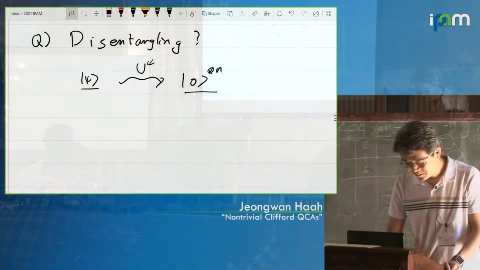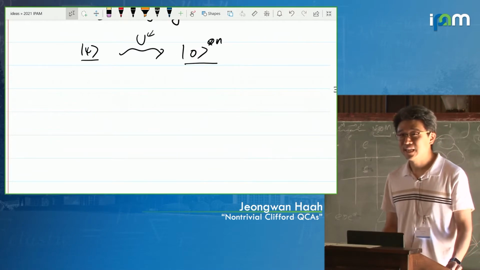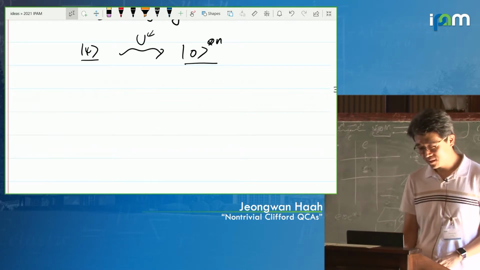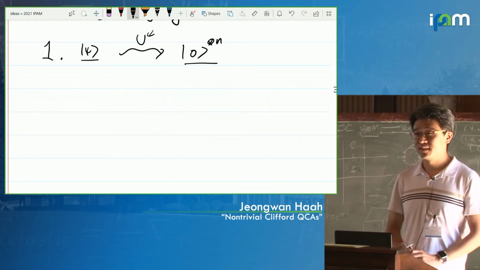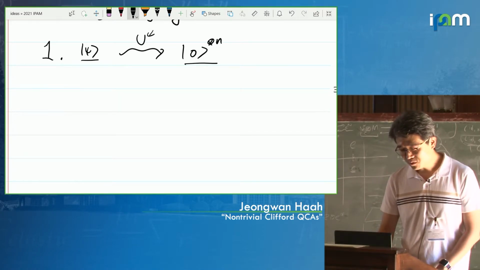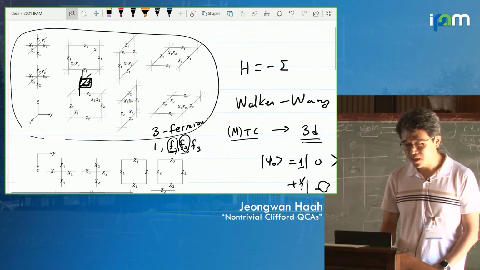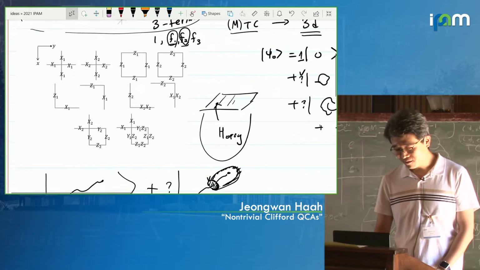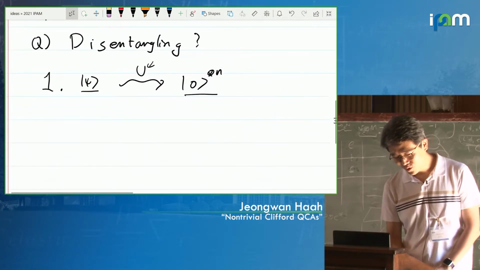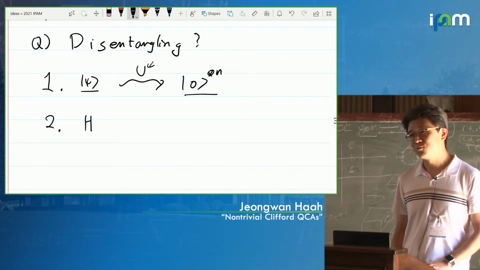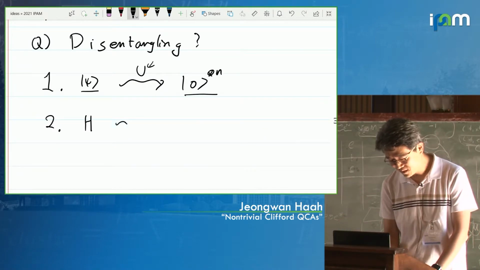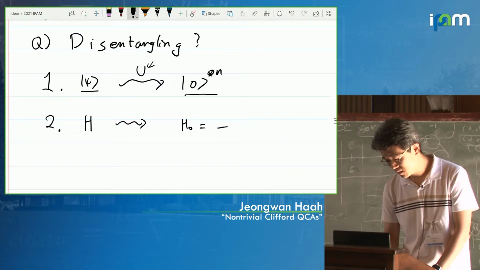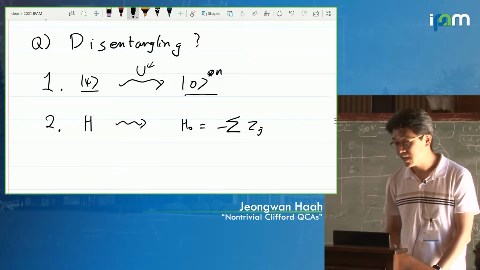Okay, so, when it comes to disentangling, I want to distinguish two problems. I want to propose two problems. The first problem is this. But we don't really work with the ground state per se. We only see the Hamiltonian, so probably our calculation is based on the Hamiltonian. So we may think about an equivalent problem: to map a given Hamiltonian to a trivial Hamiltonian, which I will write like that.